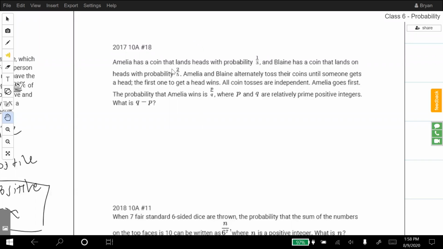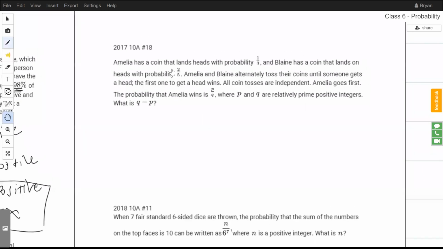Amelia has a coin that lands heads with probability 1/3, and Blaine, or A and B, has a coin that lands heads with probability 2/5, and they alternate their coin toss until someone gets a head. What is the probability that Amelia wins? This is literally just a very obvious geometric series or recursion problem. You can do whatever way you want, but I'm just going to do the recursion since I think it's a bit faster to write down.